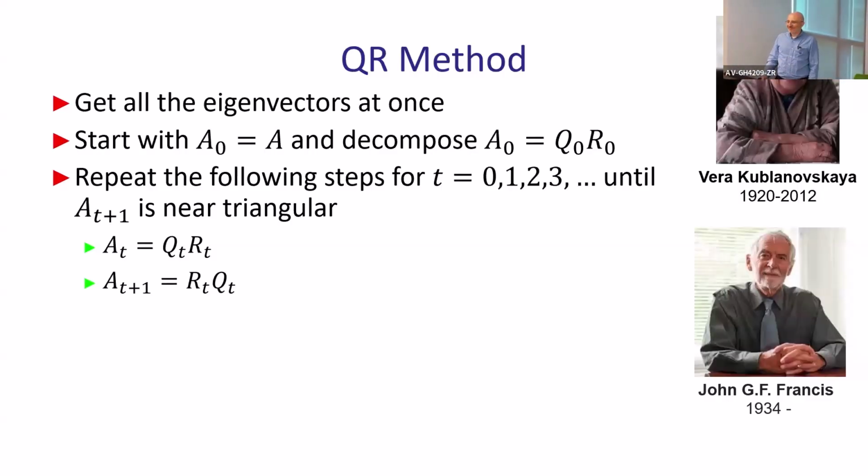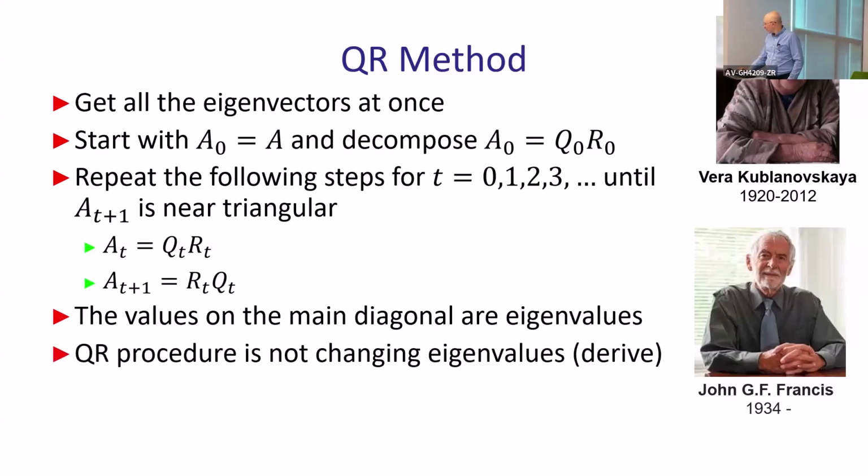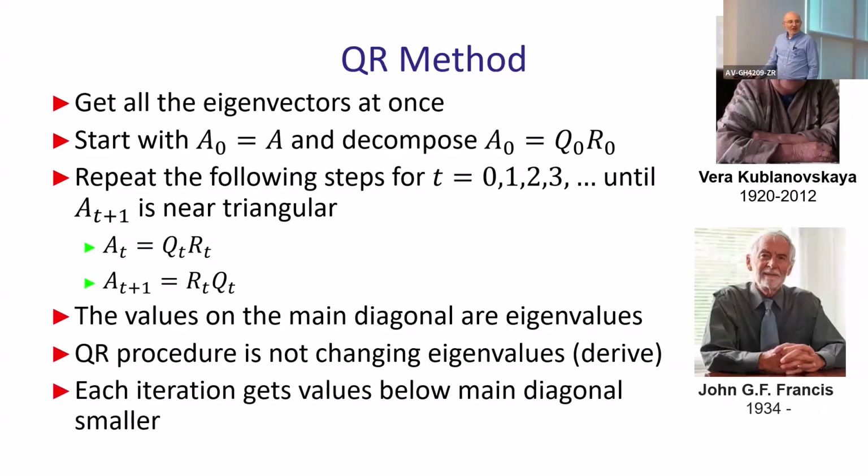Questions on that? And as I said, you just iterate that multiple times, you get diagonal eigenvalues, and that's it. You're done with that simple method. And as I mentioned, all the values below the main diagonal will become closer and closer to zero, so it will become more and more triangular.